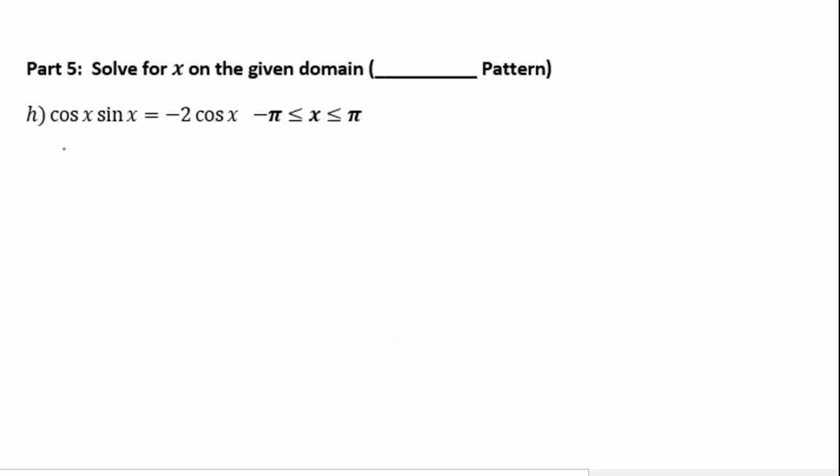H. Cosine x sine x equals negative 2 cosine x, where x is greater than or equal to negative pi and less than or equal to pi. We still call this a quadratic pattern. Try to get equal to 0. I know some students want to divide by cosine x on both sides. You cannot do this because if you do that, most likely you will lose the solution.